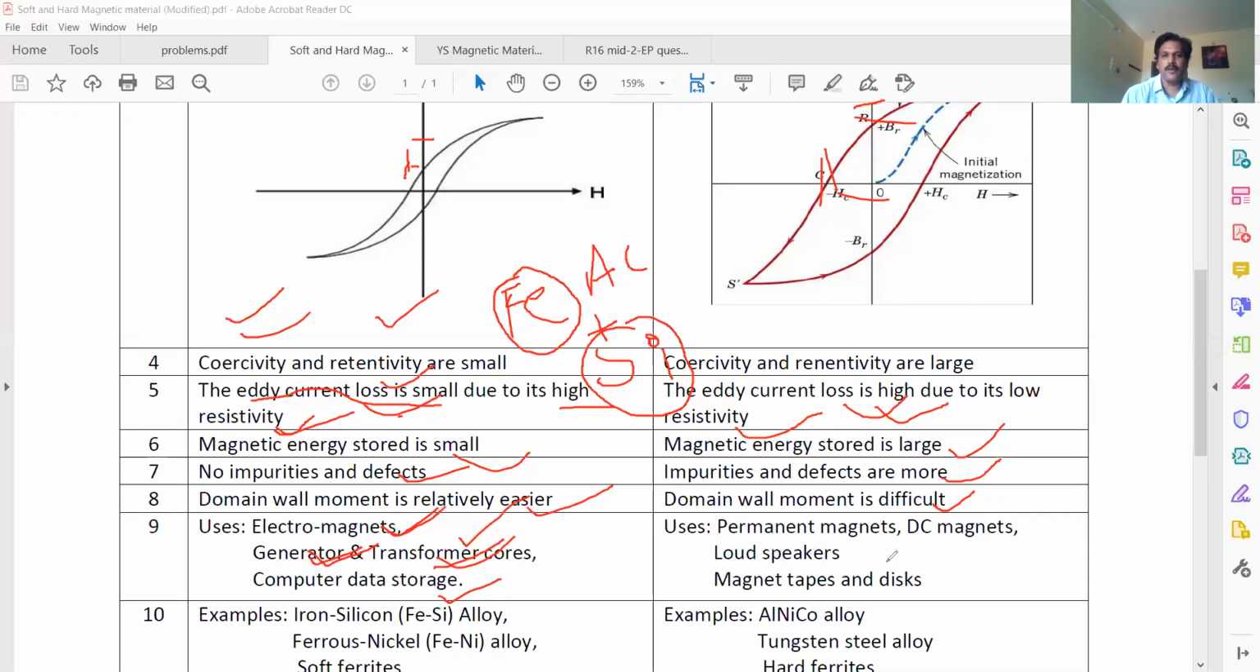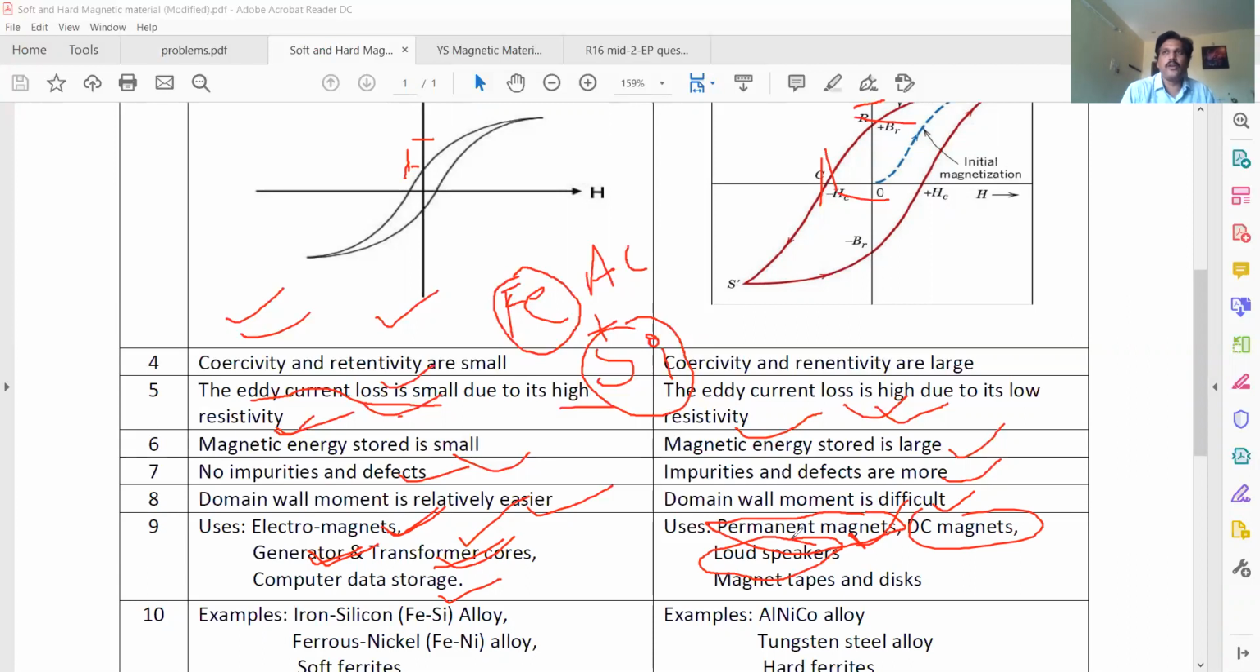Next, uses of permanent magnets. We have heard about permanent magnets. Where do you use permanent magnets? DC magnets, and loudspeakers also use permanent magnets. Permanent means it never loses its magnetism. That is why they are called permanent magnets: DC magnets, loudspeakers.